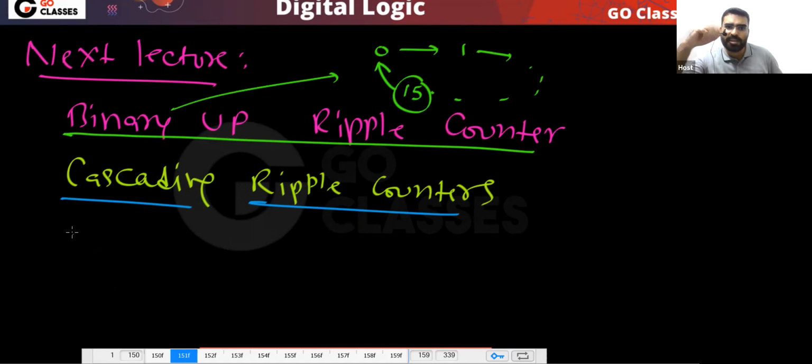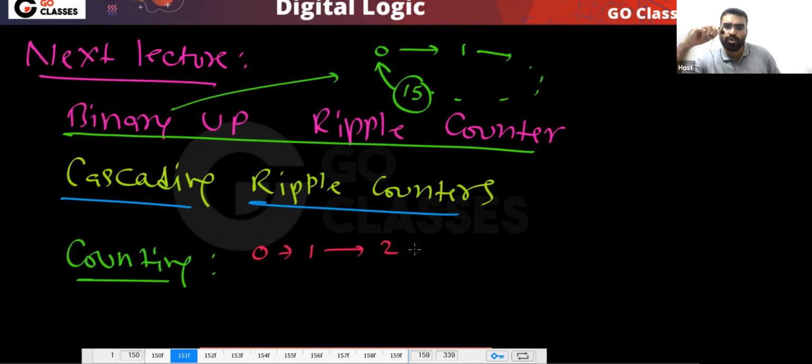But now you might be thinking, sir, how can I count if I only want to count from 0 to 9, or from 0 to 6, or from 0 to 5, or from 0 to 12? Means counting from 0 to m only. How to create this type of counters, like 0 to 6 and then back?